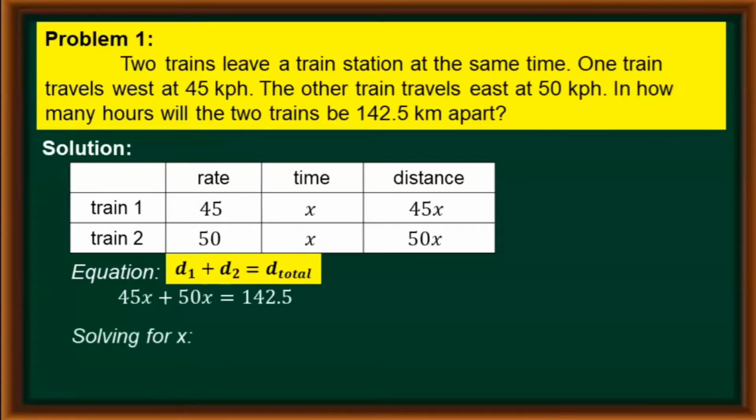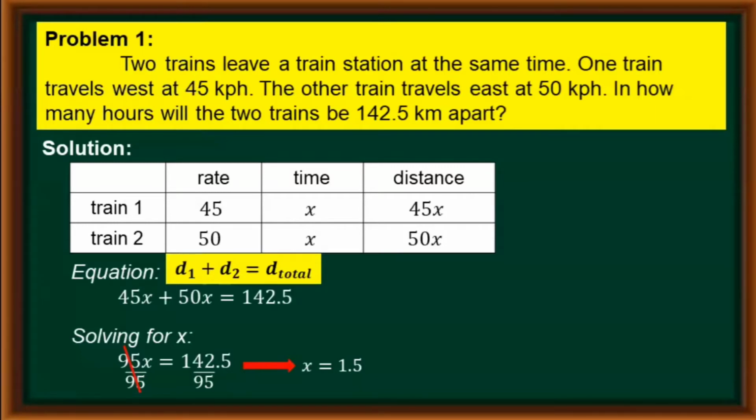Now, we solve for the value of x in this equation. We combine similar terms. 45x plus 50x, that is equal to 95x, equals 142.5. And finally, to solve for the value of x, we simply divide both sides of our equation by 95. So we cancel out the 95s on the left side. And what will be our result is x equals 1.5.